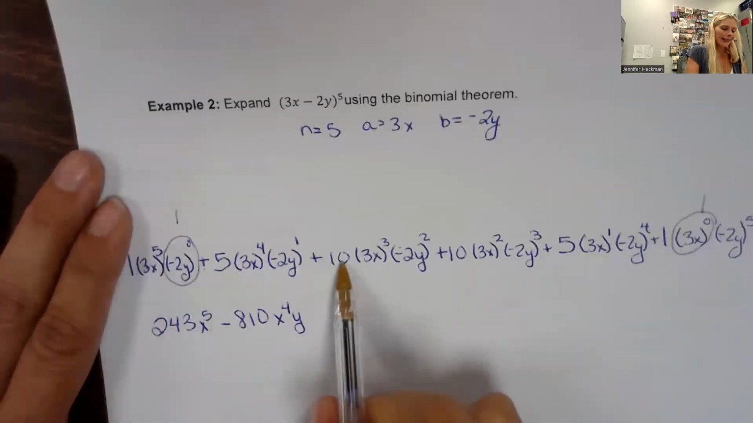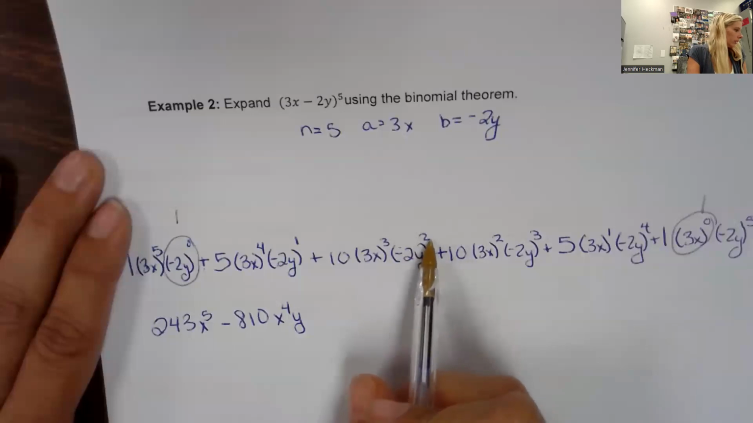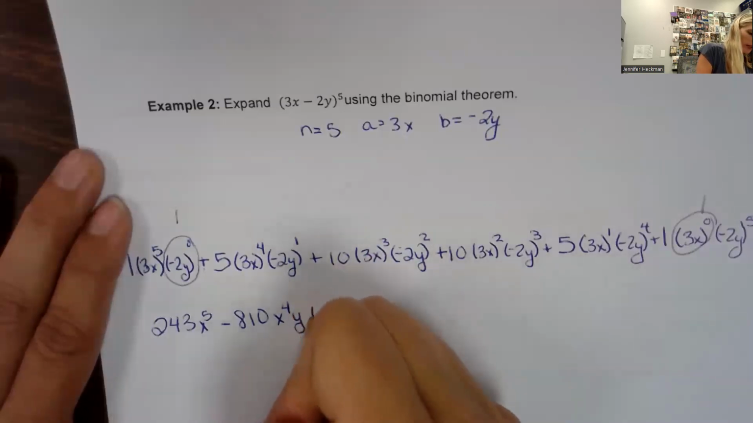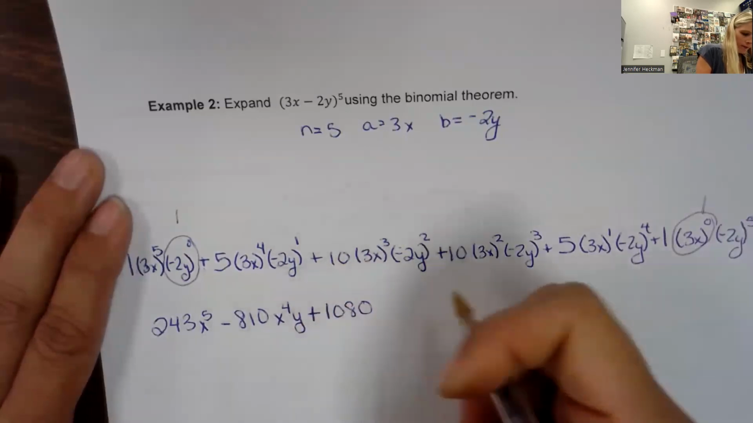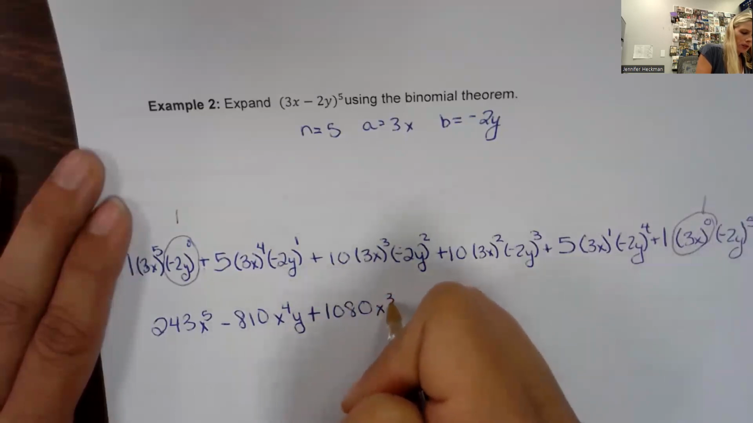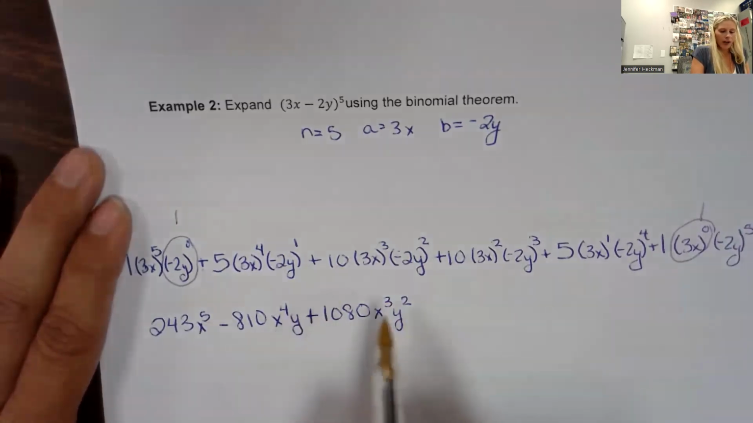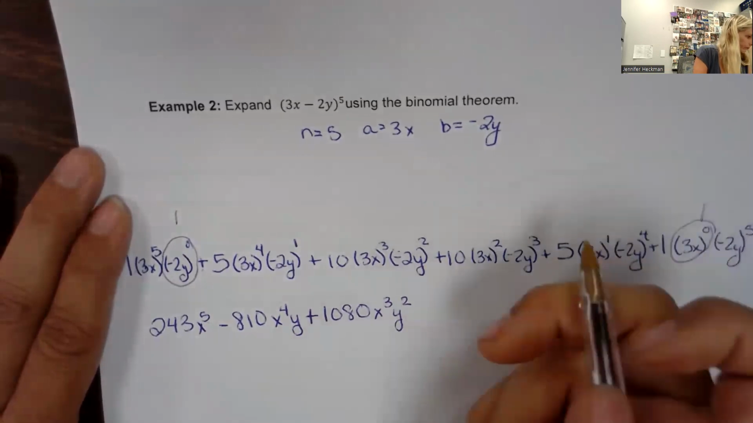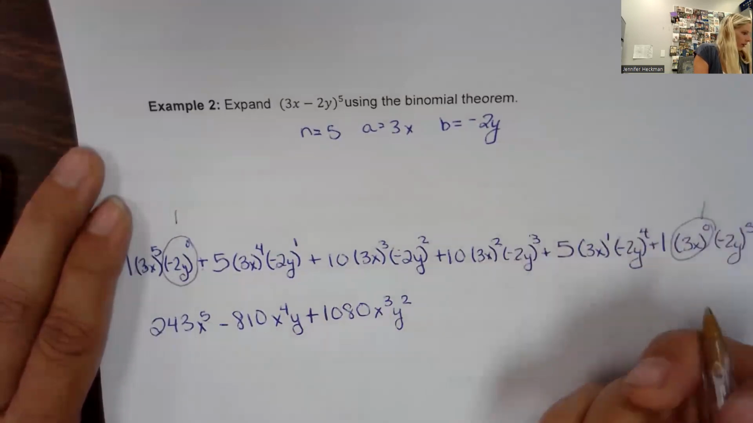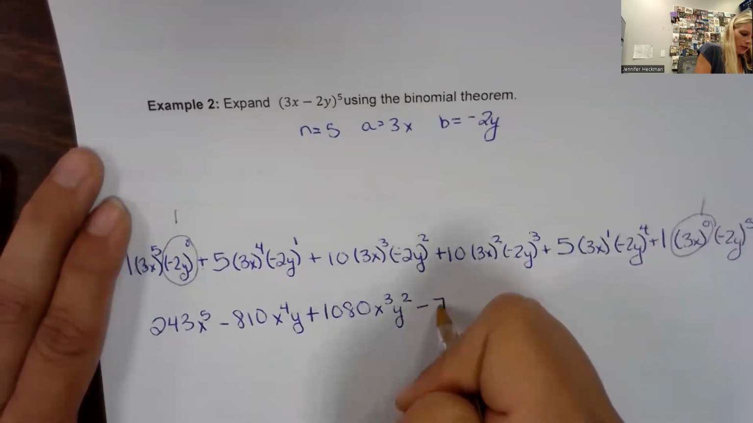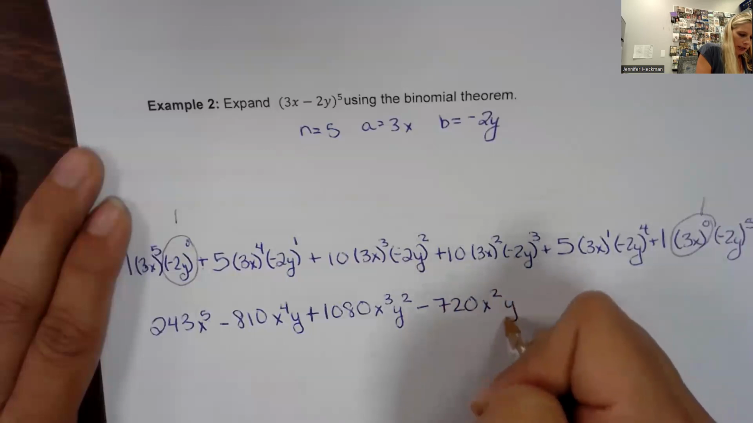All right, next one. 10 times 3 cubed times negative 2 squared. You get 1,080. Right now we have x cubed, y squared. And again, look, 5, that would be 5, that would be 5. Okay? Next one, 10 times 3 squared times negative 3 cubed is a negative 720 x squared y cubed.